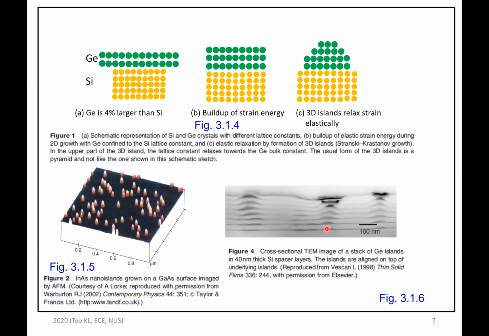So in this case, such a film of high misfit might lead to dislocation formation. They do not grow as a uniform thin layer, but rather form islands on the substrate.